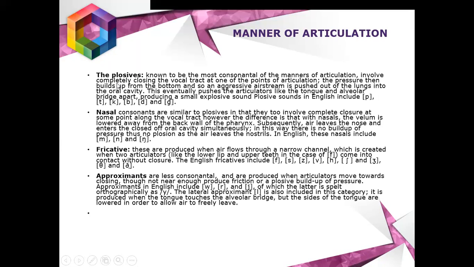Okay, there is a difference in the place and there is a difference in the manner. Place is where the sound is produced and the manner is how it is produced. So we have plosives. Plosives are sounds where the air goes aggressively. It is pushed out of the lungs into the oral cavity, then it pushes the articulators, like the tongue and the alveolar ridge, apart, producing a small explosive sound.